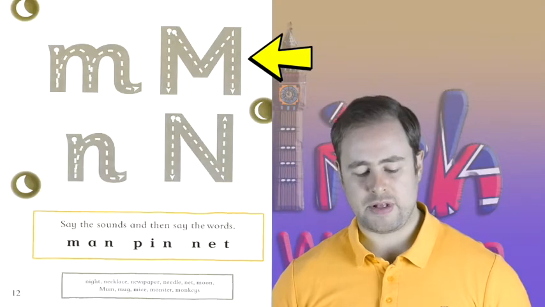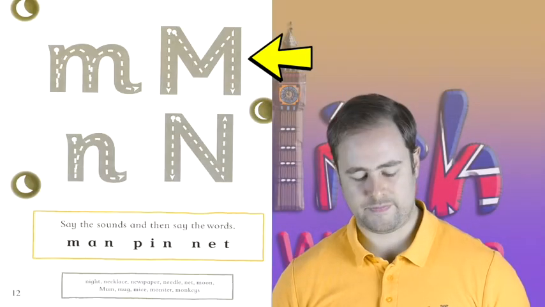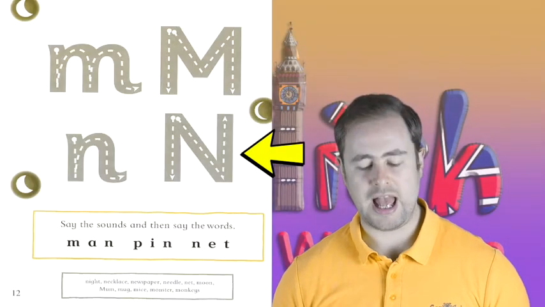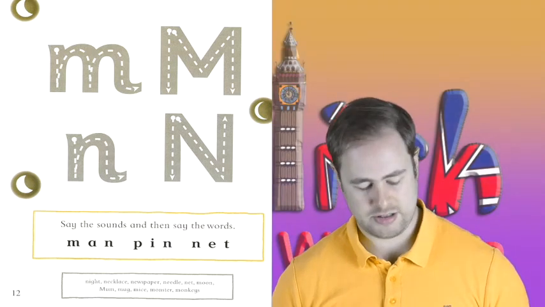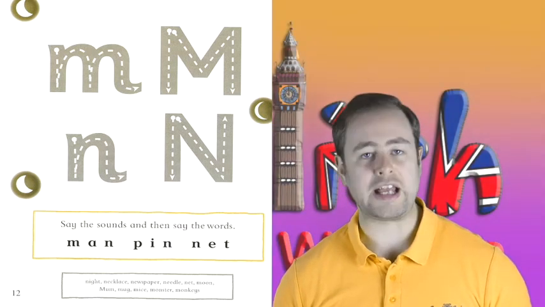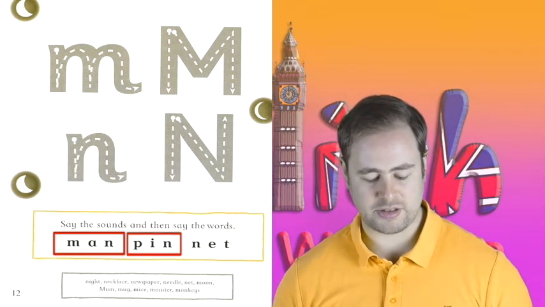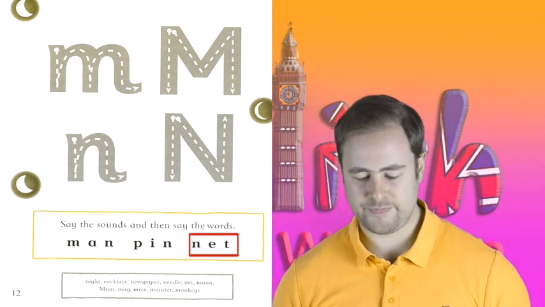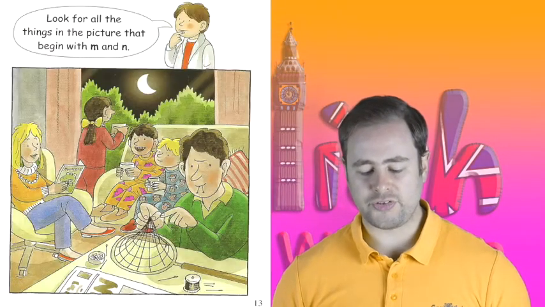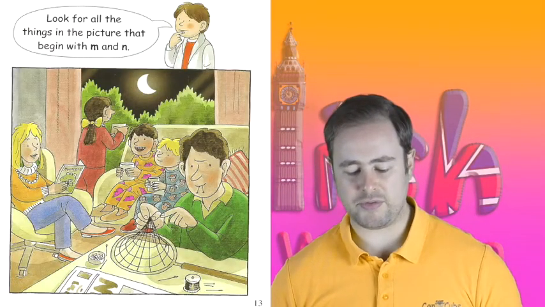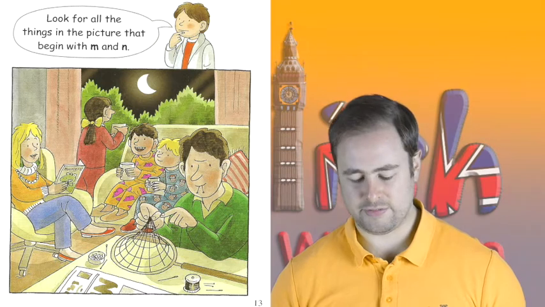M. M is for m. N. N is for n. Say the sound and then say the words. Man. Pin. Net. Look for all the things in the picture that begin with M and N.